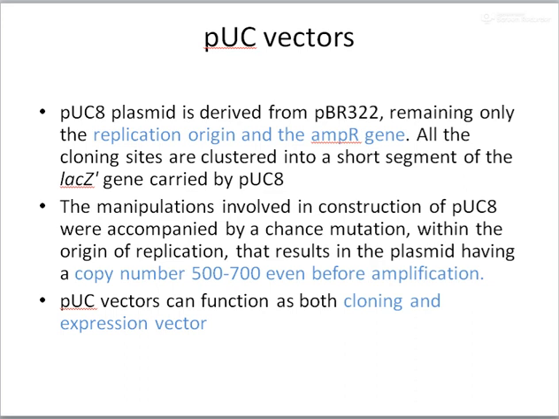They could be pUC vectors. The pUC vector is derived from pBR322 itself. Different versions are available. It also has a replication origin and ampicillin resistance. But in addition to that, they have put another gene called the LacZ gene, which is helpful to identify the cells which contain the recombinant. And pUC vectors can function both as cloning vectors as well as expression vectors.